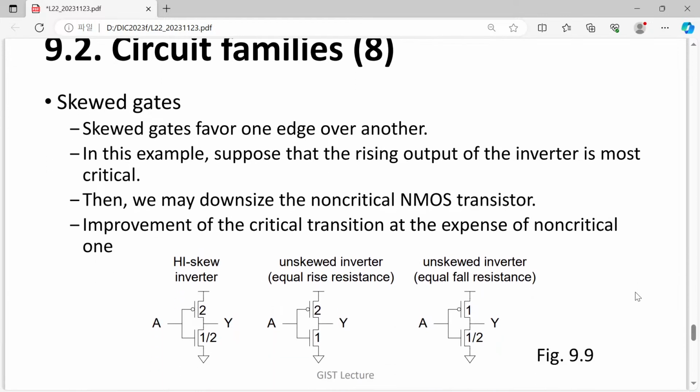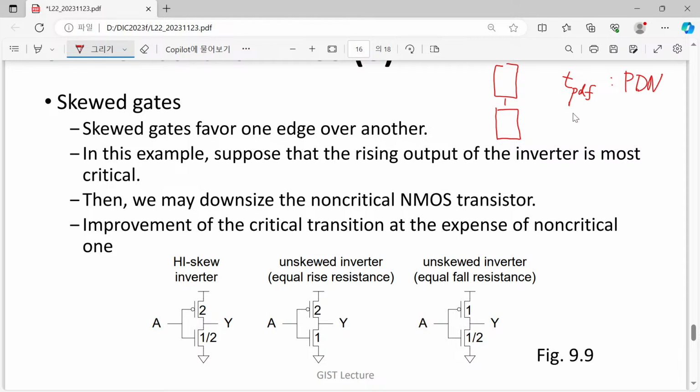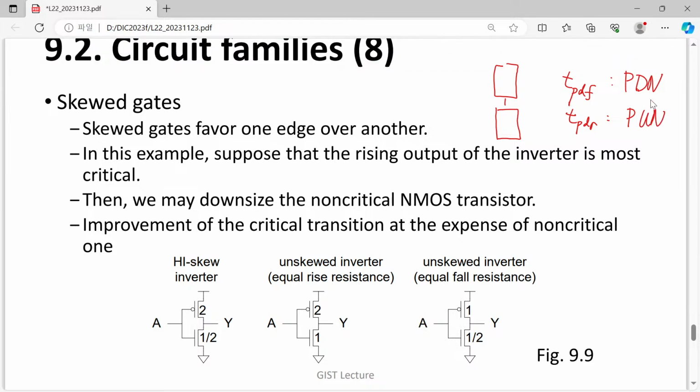Another one is skewed gate. Yes, so let's just say that we always try to match the pull up network and pull down network, and we always try to match propagation delay for falling edge, which is governed by our pull down network, and rising edge, so the pull up network is also in a similar way.